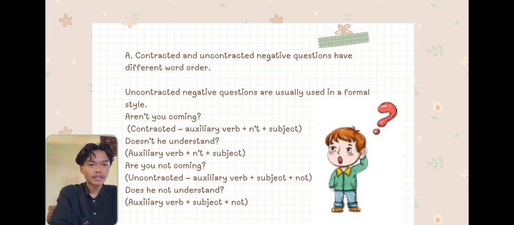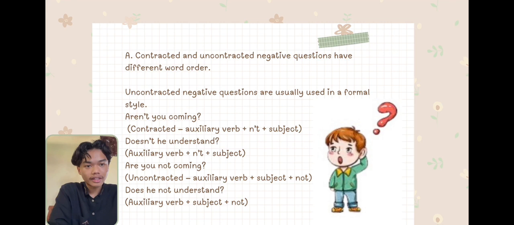Okay, next slide. Point A. A contracted and uncontracted negative question have different word order. Jadi, pertanyaan negatif, kontrak dan tidak kontrak memiliki urutan kata yang berbeda. Uncontracted negative questions are usually used in a formal style. For example, aren't you coming? Terdiri dari susunan kontrak, auxiliary verb plus not plus subject.